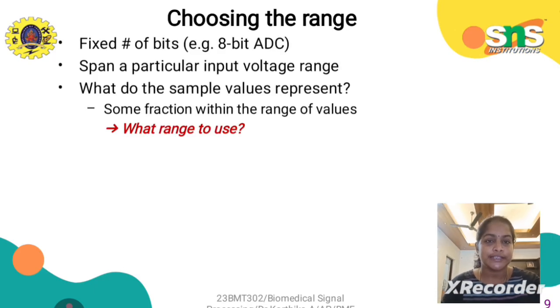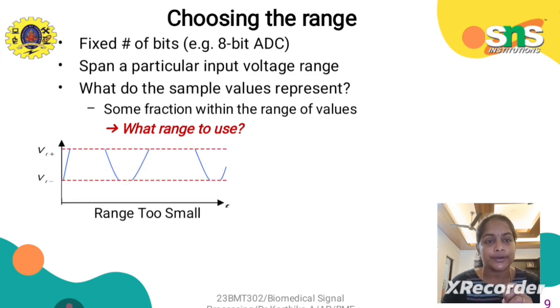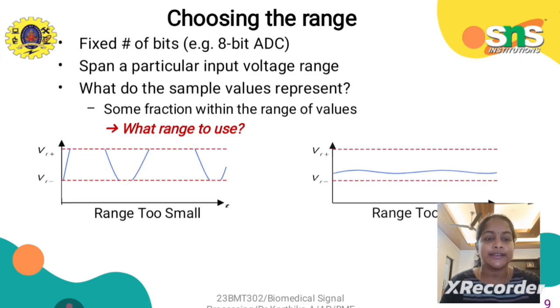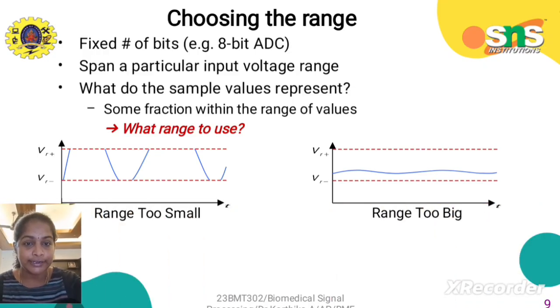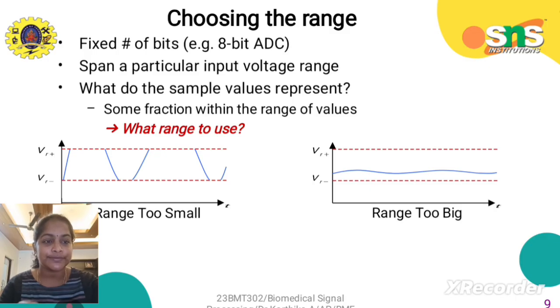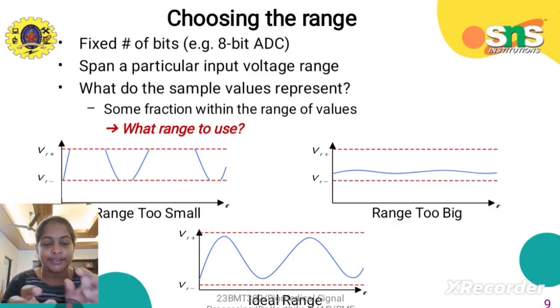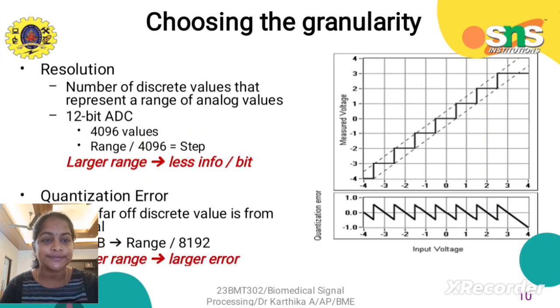See, choosing the range for the ADC, a fixed number of bits, 8-bit ADC. If the range is small, your signal looks like this. If your range is high, it produces signals like this. But we have to fix an ideal range for each and every signal, so we get a perfect signal at the output side. The first range is too small, the second range is too big, and your ideal range provides the exact output. See here, choosing the granularity.